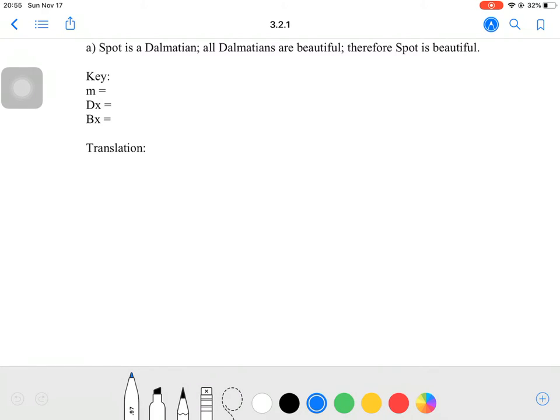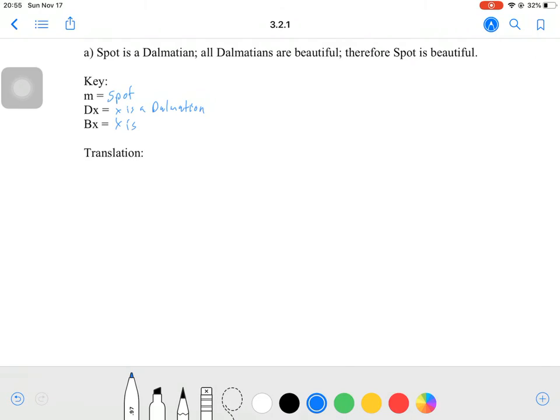So let's go ahead and write down our key. I already have it set up here just because I didn't want to have to write all of this out by hand. So let M be spot. Let Dx be x is a Dalmatian. And let Bx be x is beautiful. So then for our premises, we have the following.